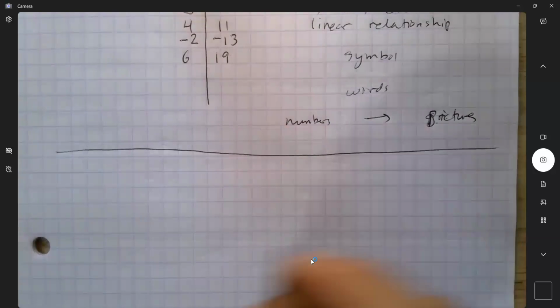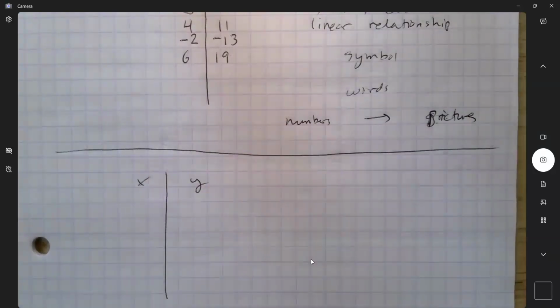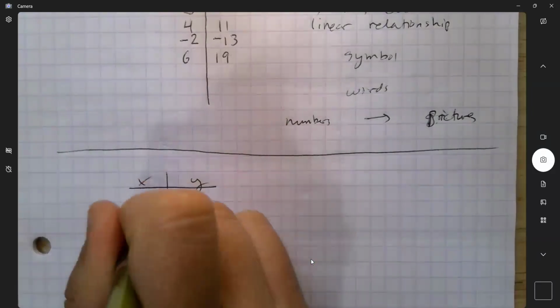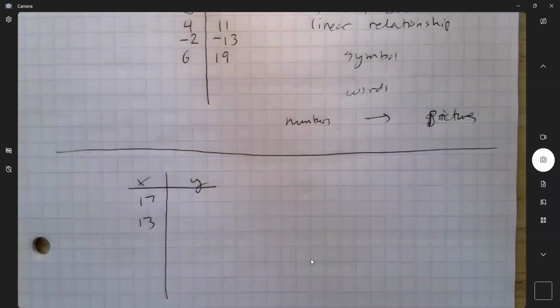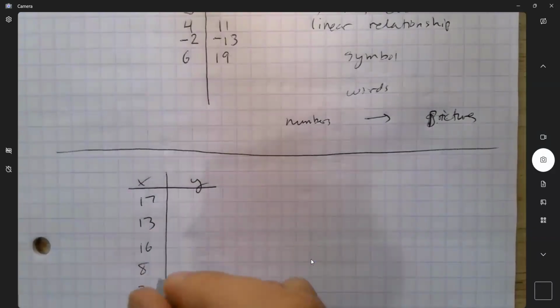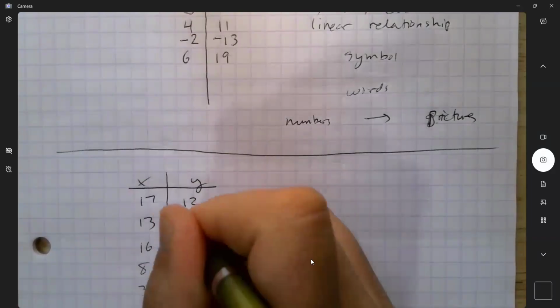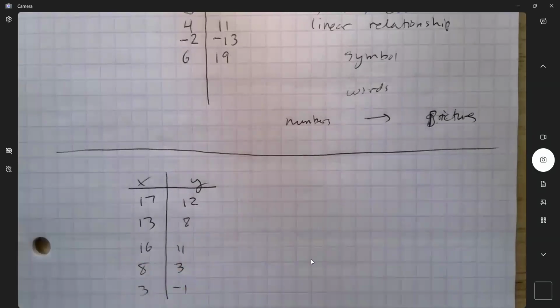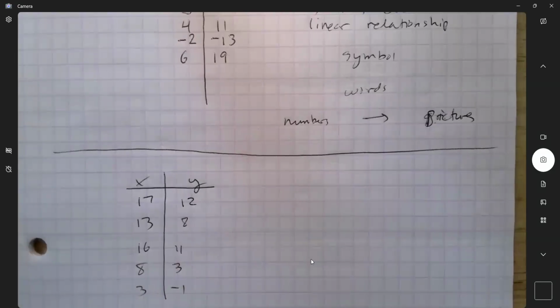So we had X and Y. It was 17, 13, 16, 8, and 3, and then 12, 8, 11, 3, and negative 1. All right, so here's how I would approach this.